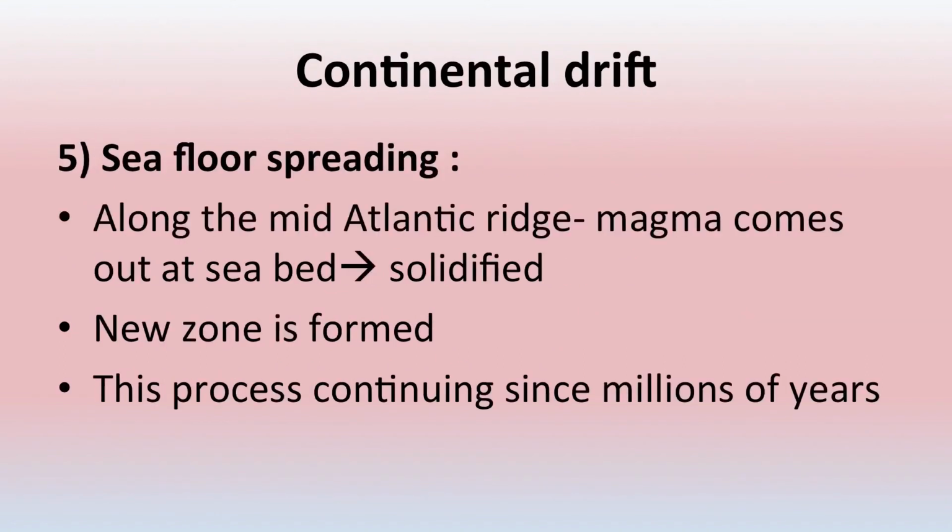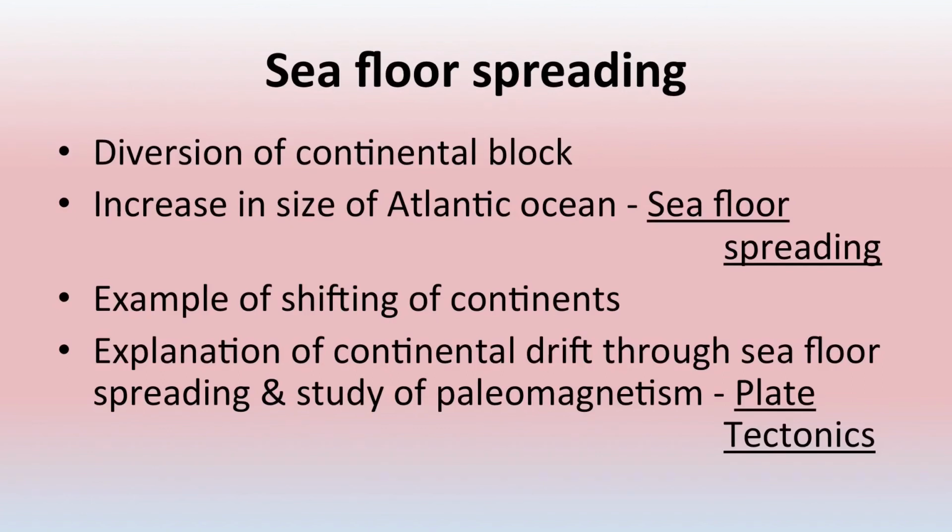Another evidence is sea floor spreading. Along the mid-Atlantic ridge, magma comes out of the sea bed. We learnt earlier, in the earlier session, that magma comes out along the mid-Atlantic ridge and gets solidified. Whenever magma comes out, new zones are formed and new sea floors are found along this zone. This process has been continuing for millions of years, and there is diversion of continental blocks and an increase in the size of the Atlantic Ocean.